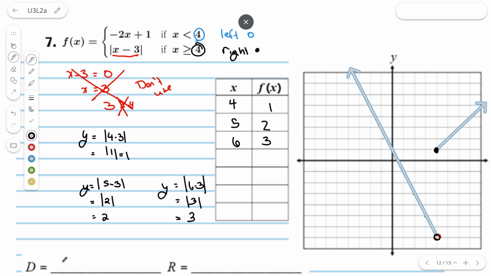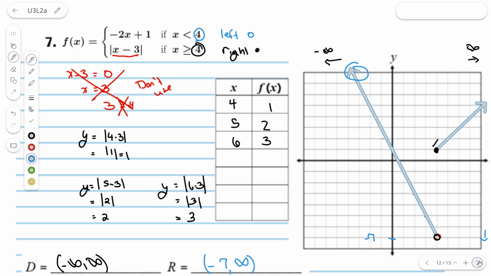And so now to find my domain, when I go to my left, I have an arrow, so it's negative infinity. My change point, I have a spot that is filled in, no gaps, and then to the right is positive infinity. So my domain is negative infinity to positive infinity. Now my range. My low point is down here at -7. My high point is that arrow. At -7 is an open dot, so it needs to be a parenthesis, all the way up to positive infinity.